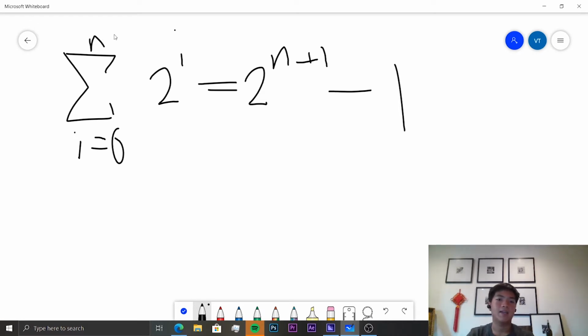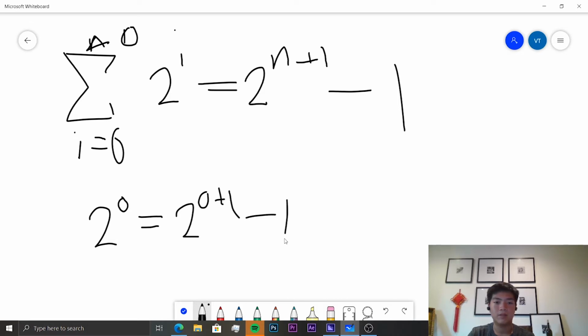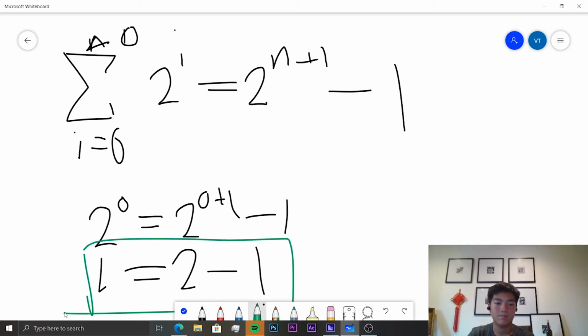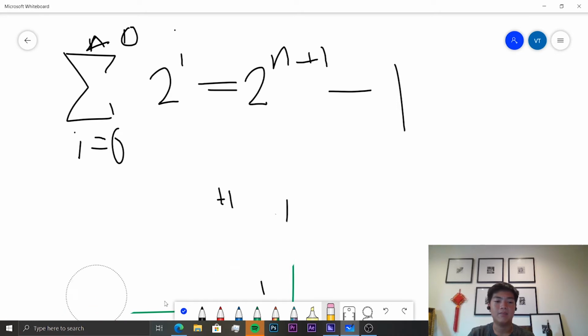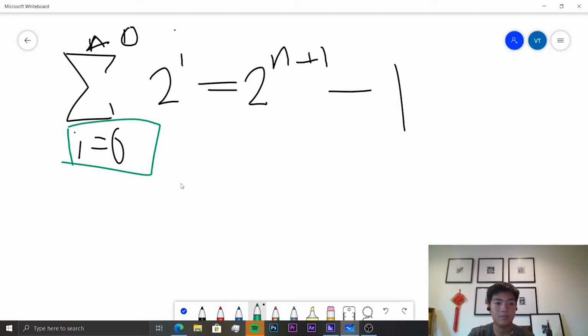Let's say n is equal to 0. So 2 to the 0 is equal to 2 to the 0 plus 1, minus 1. This is 1 is equal to 2 minus 1, which, of course, we know is true. So we have the basic step done. This holds true when n equals 0. So we need to prove the inductive step.